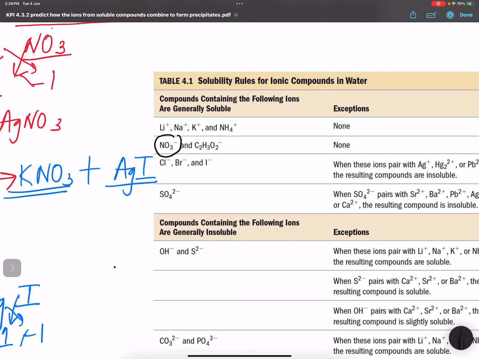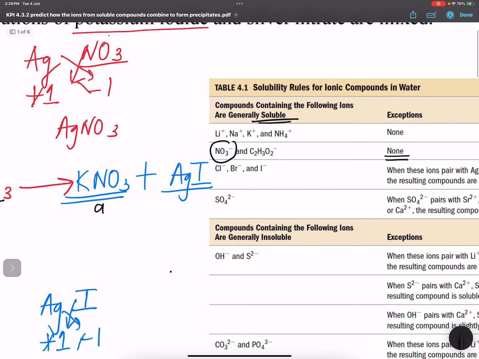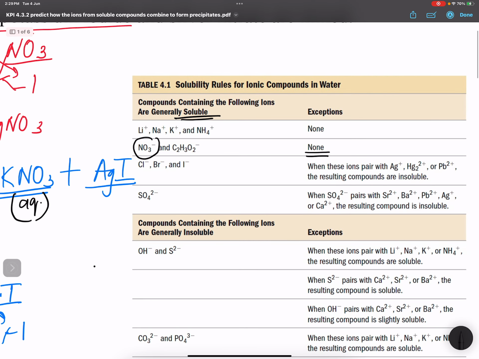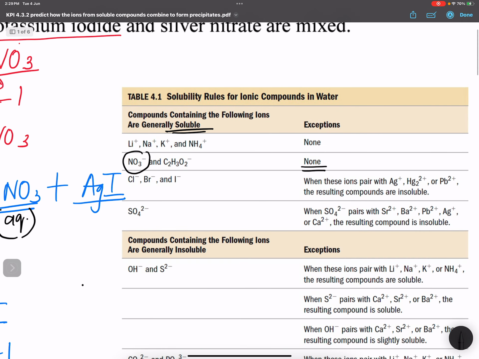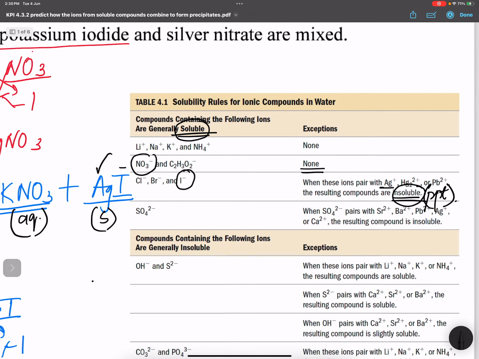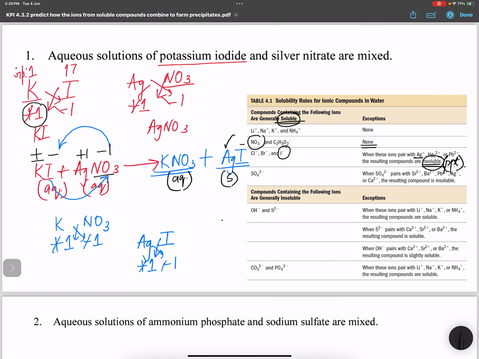KNO3, look for NO3. NO3 says all are soluble and there is no exception. So this is my aqueous. It will stay in the solution. AgI, you have to look for the negative part, which is I minus. I minus compounds are soluble, with exceptions when they are with Ag plus. Now you can see it's with Ag, which is insoluble. Insoluble means it's gonna be solid. Whenever they say insoluble, it's gonna be a precipitate. So you have now predicted the product. So this is a precipitation reaction.